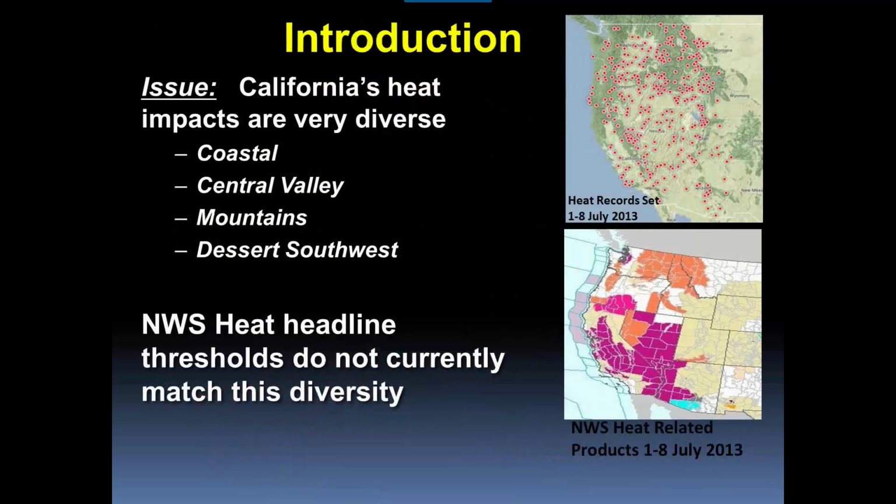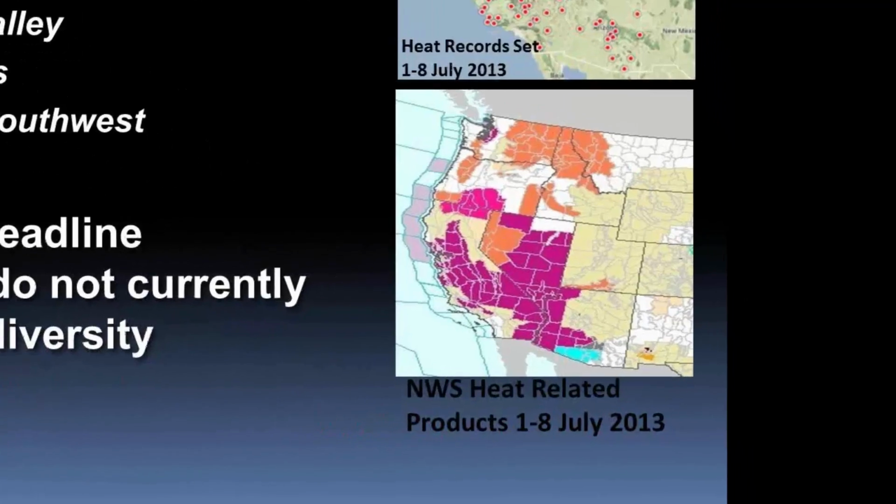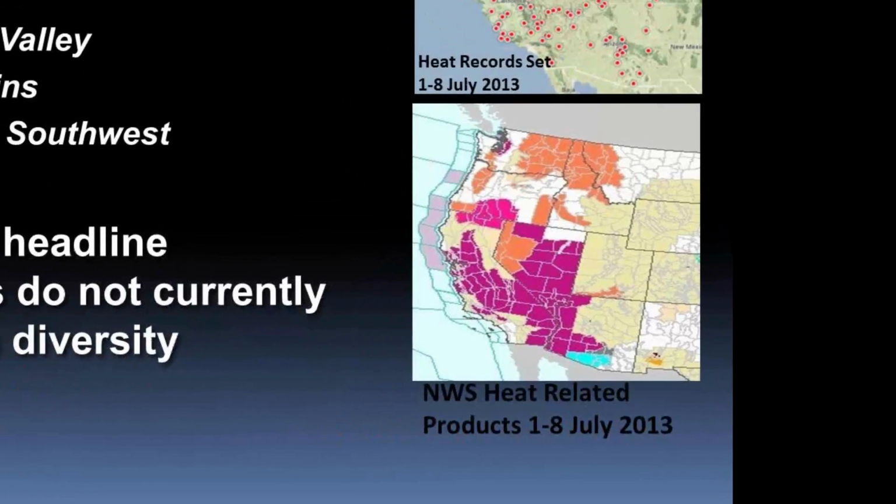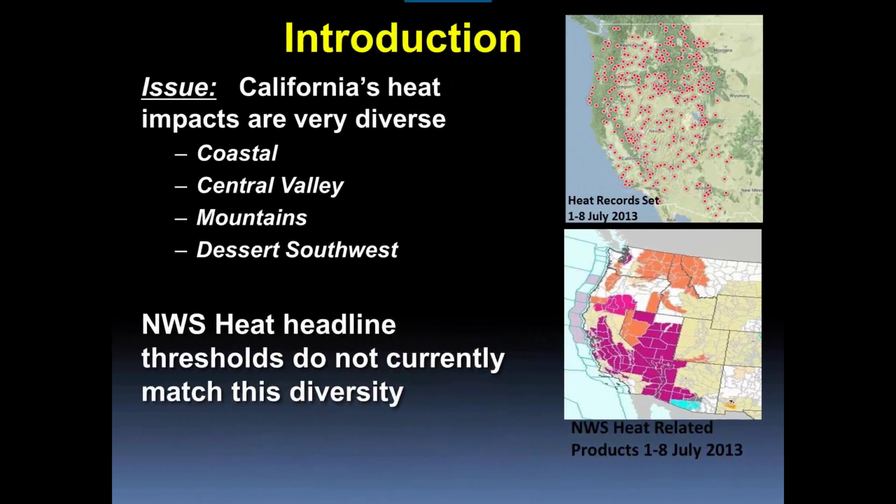So I already mentioned this. We're very diverse. We go from the coast to the mountains and everything in between. But this patchwork right here was in 2013. You can see we had everything under the sun out. We had advisories out. We had warnings out. We had special weather statements, but everybody was experiencing the same heat. And it was because we weren't actually hitting that heat index, but we knew people were being impacted. So we knew this had to change.